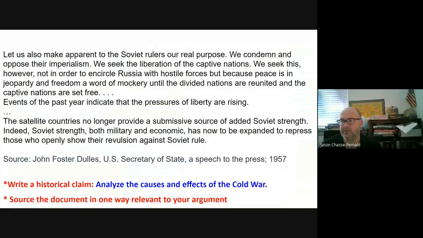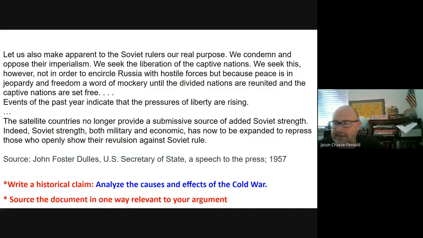All right, so let's do another claim activity with a sourcing activity, very similar to what we just did. Once again, the exact same prompt: analyze causes and effects of the Cold War. Of course, technically your previous claim would work for this prompt, but we're trying to target this a little bit so that you can develop a claim that could be supported with evidence from this specific document. So a kind of targeted claim writing activity, and then go ahead and source this.